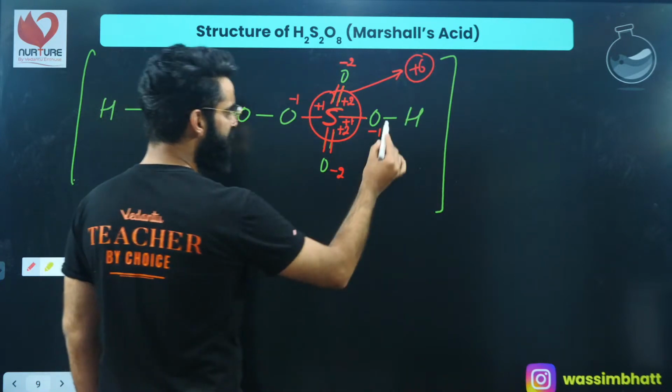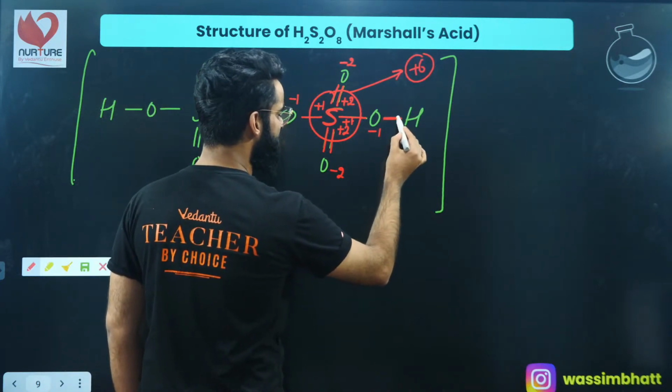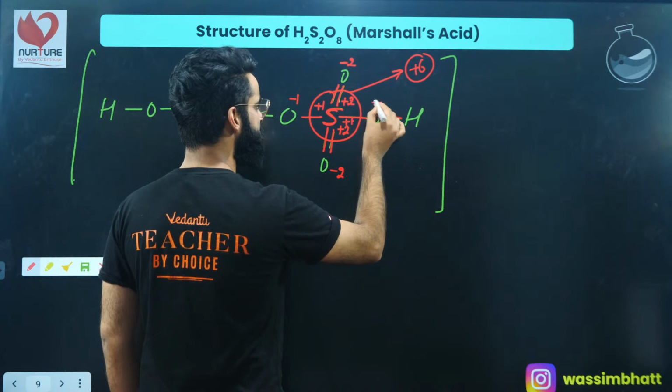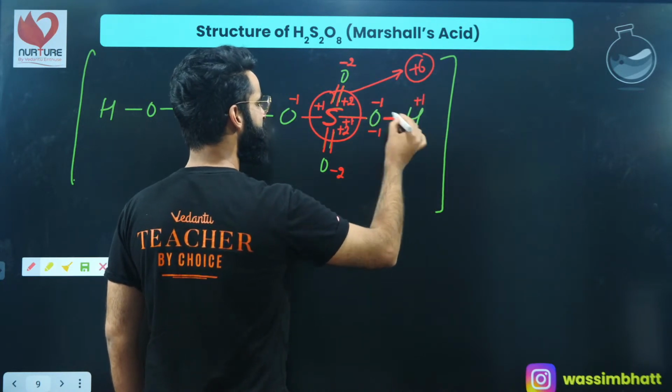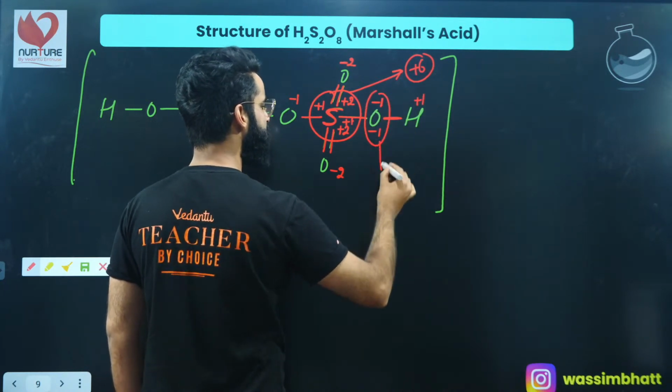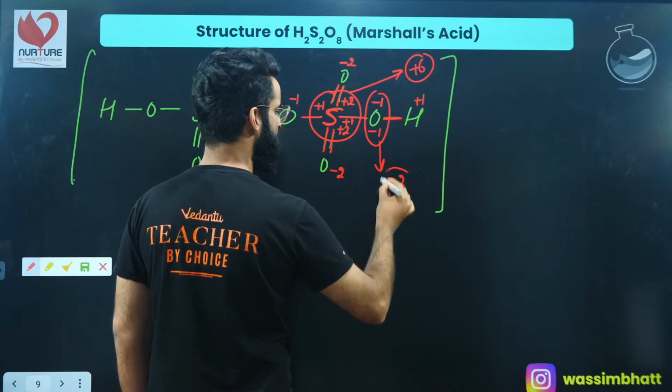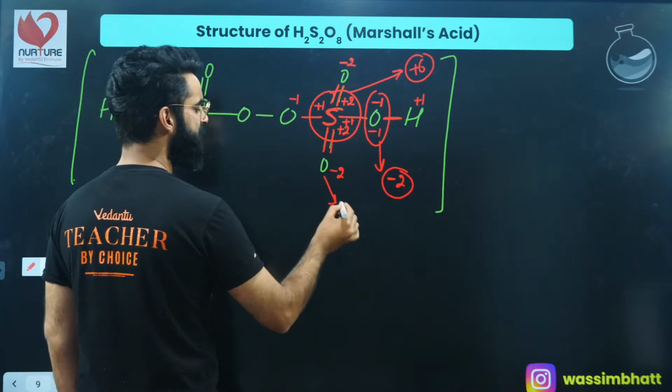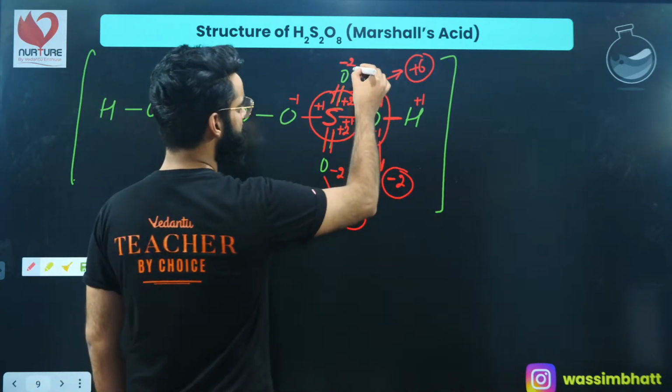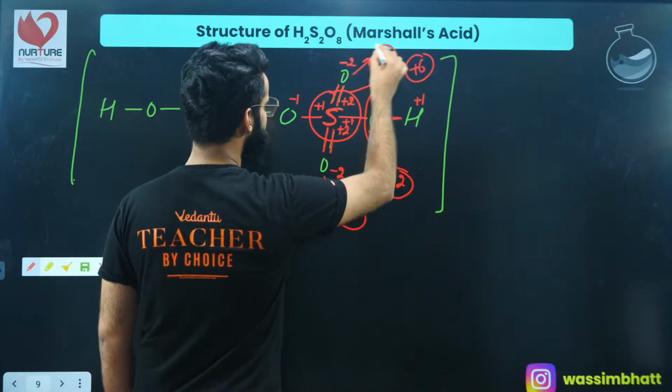Okay. Now, if you look at this bond between oxygen and hydrogen, oxygen is more electronegative, due to which it will get -1, and hydrogen at the same time will get +1. So this oxygen is having the oxidation state of -2. Even this oxygen is having the oxidation state of -2. Even this oxygen is having the oxidation state of -2, right?